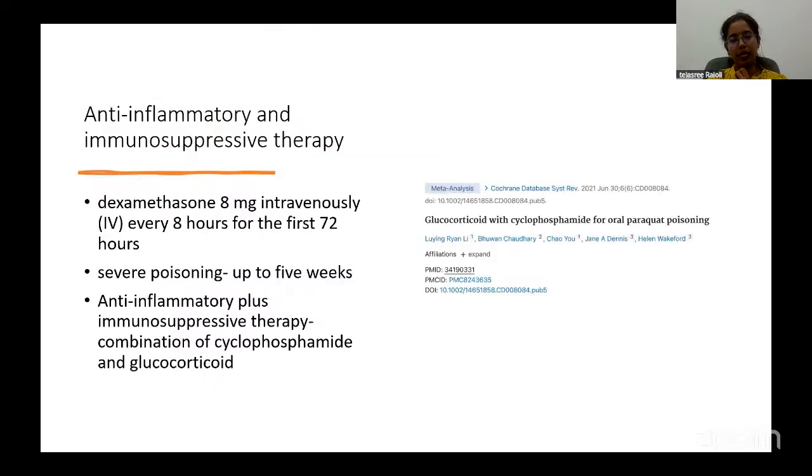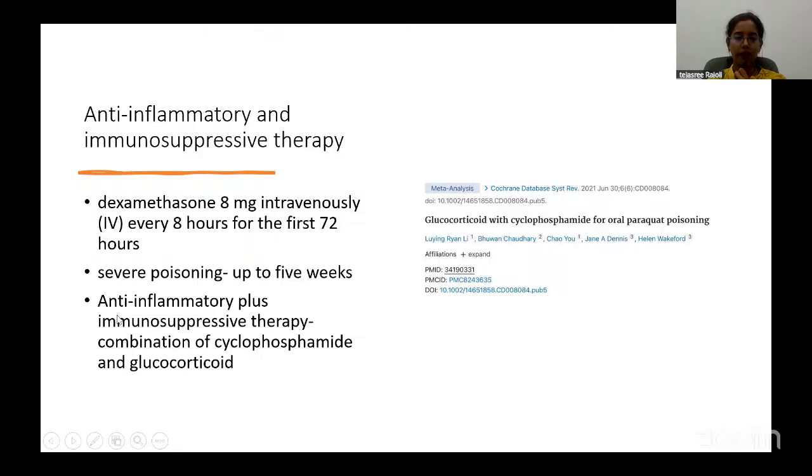One more therapy is anti-inflammatory and immunosuppressive therapy. First is immunosuppressive therapy. They usually give dexamethasone 8 mg intravenously, 8 hourly for the first 7 days. In case of severe poisoning, you have to give it for up to 5 weeks. But there are no studies showing a mortality benefit for immunosuppressive therapy.